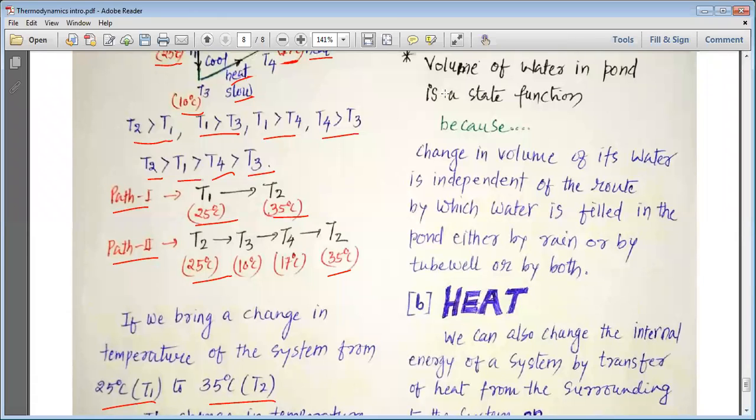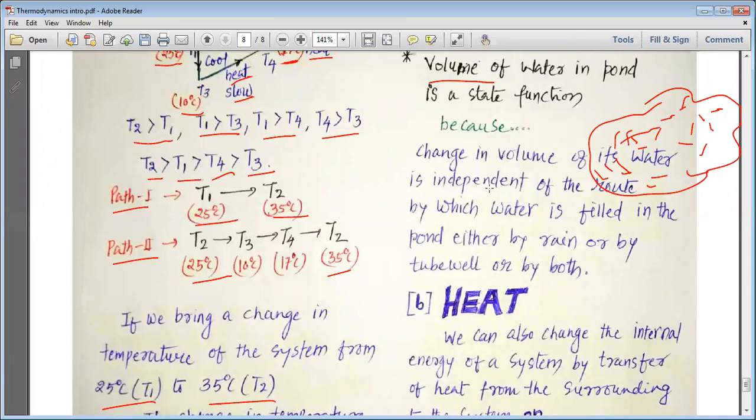Volume of water in a pond is a state function. Now how? Let us try to understand. Suppose we have a pond. In this pond, we want to fill the water. Now, we can fill the water in various ways. Let us see what are the various ways we can choose.